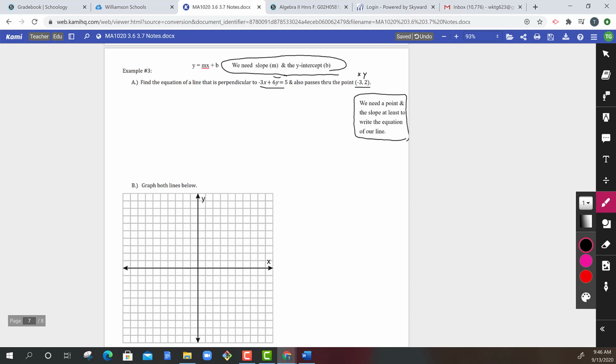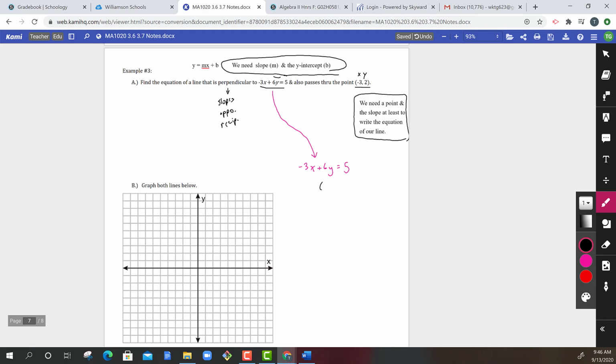We don't have 2 points, so we can't use the slope formula, but we can use the fact that we know that perpendicular lines have slopes that are opposite reciprocals. So we're going to use that fact. Perpendicular lines have slopes that are opposite reciprocals to help us find the slope of our line. Which means first we need to find the slope of the line that our line is perpendicular to. So we need to find the slope of -3x + 6y = 5 first.